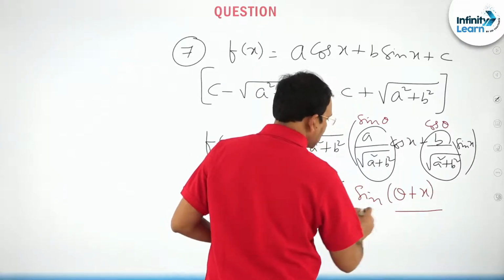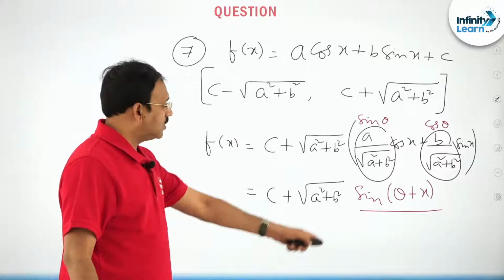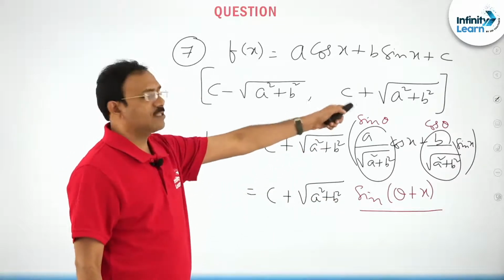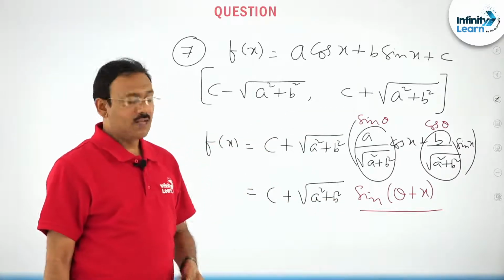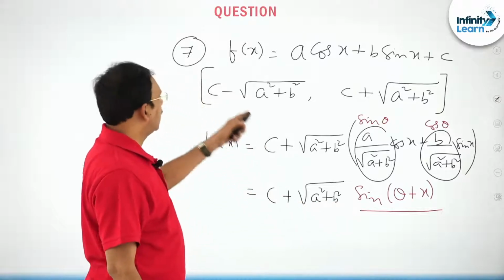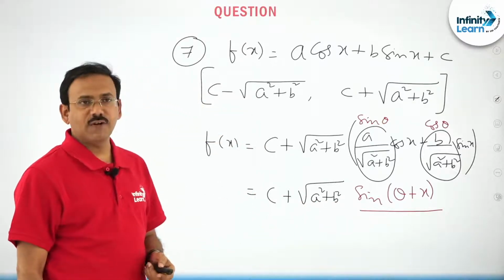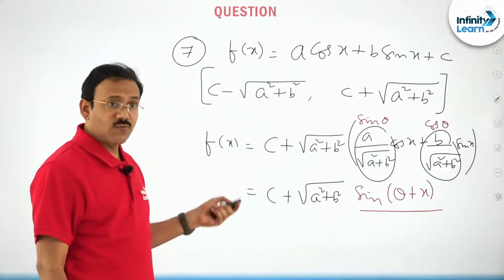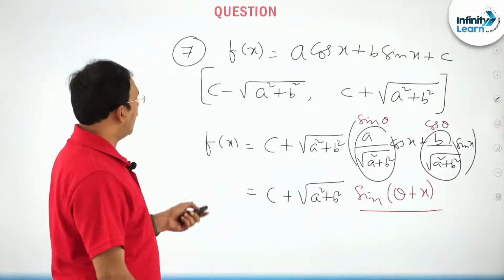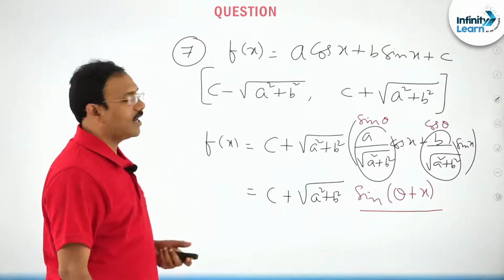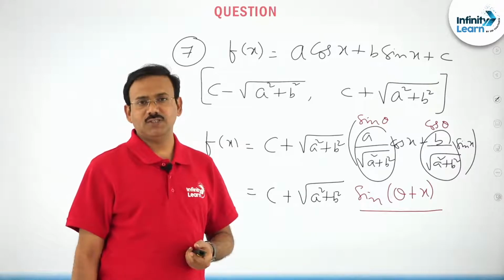For unrestricted x, its maximum value is 1. So, this becomes c plus root of a square plus b square. Its minimum value is minus 1. In that case, it becomes c minus root of a square plus b square. This is one important model, friends, where we can see the minimum and maximum values of this function.